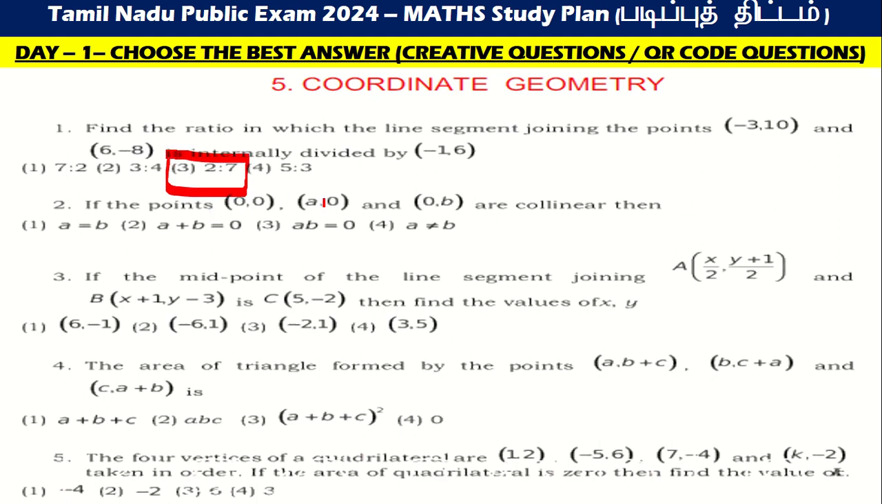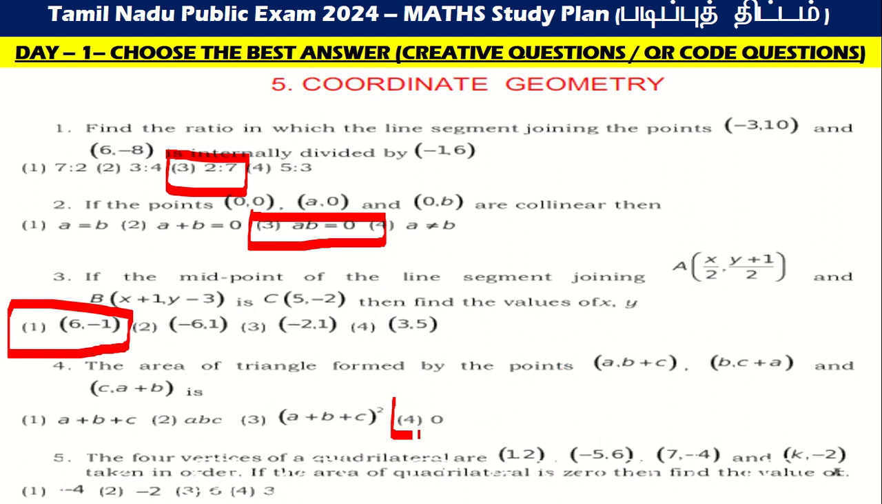With the point 0 comma 0, a comma 0 and 0 comma b is the C option. AB is equal to 0. If the midpoint of the line segment joining, and so the value will be comma minus 1. The area of a triangle formed by the points, that means is 0.